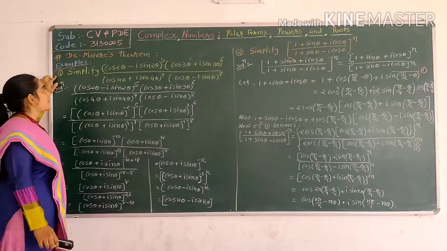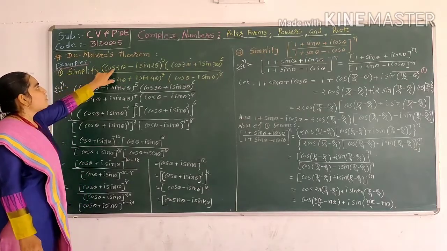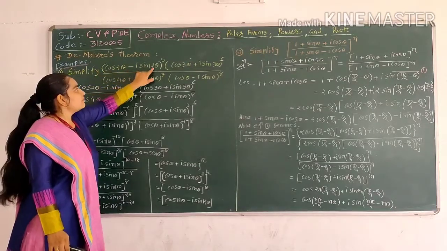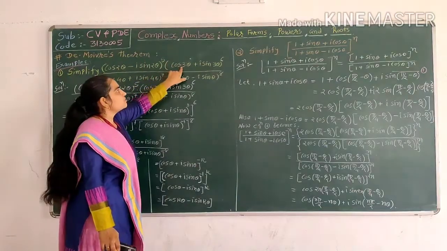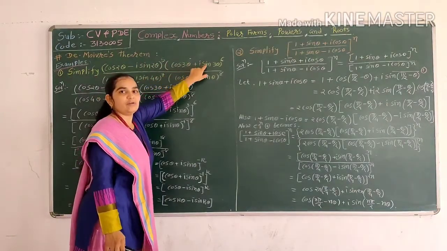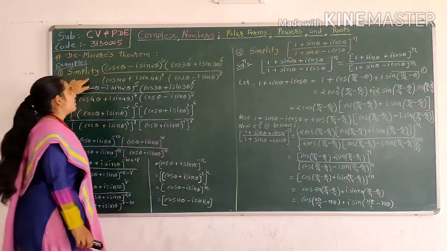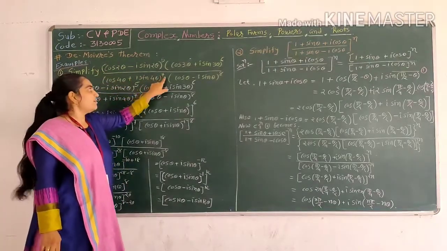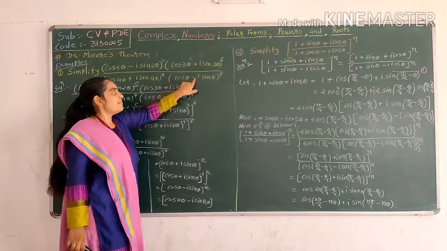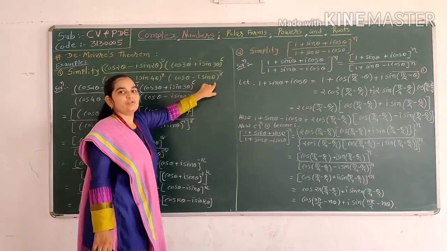The first example: simplify (cos 2θ − i sin 2θ)^5 × (cos 3θ + i sin 3θ)^6, whole divided by (cos 4θ + i sin 4θ)^7 × (cos θ − i sin θ)^8.